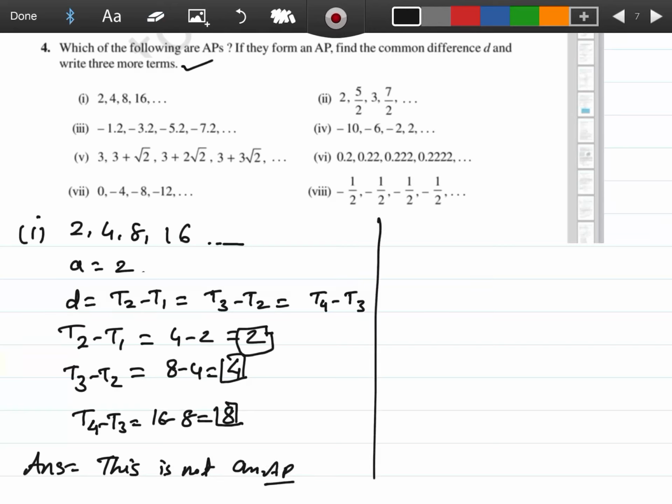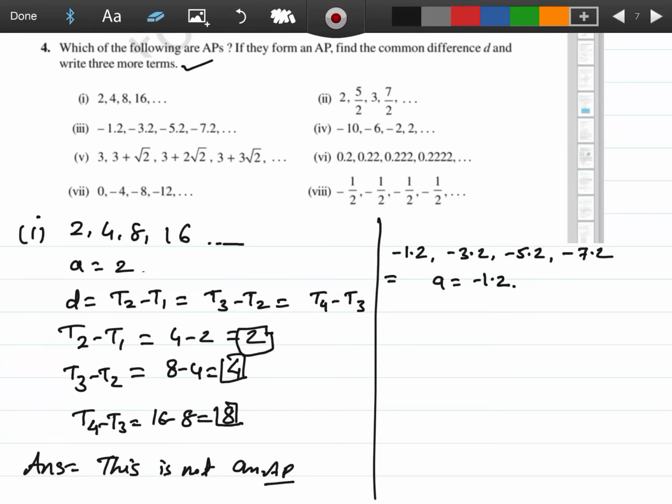Second one, let us see. The series is -1/2, -1, -3/2, -5/2, -7/2. The method is the same. Every time you have to follow the concept, you have to use the concept. A is equal to -1/2.